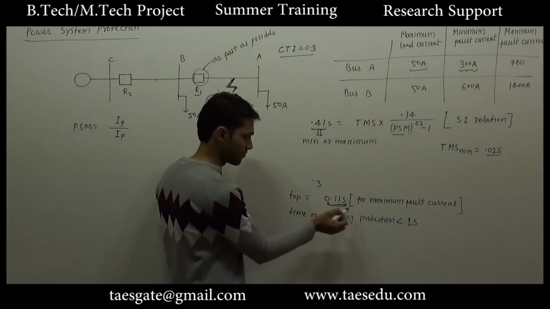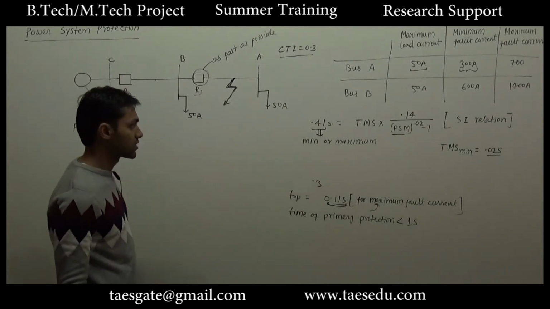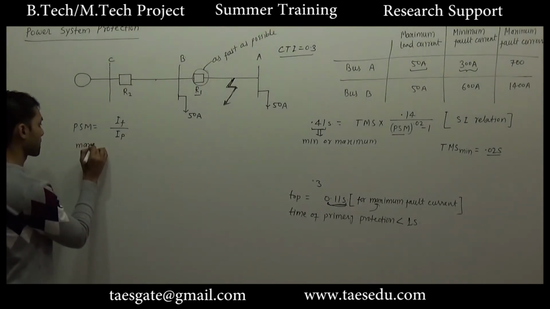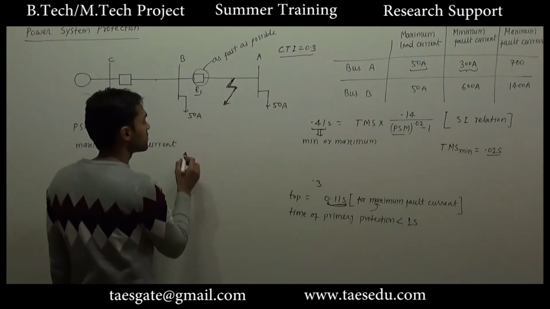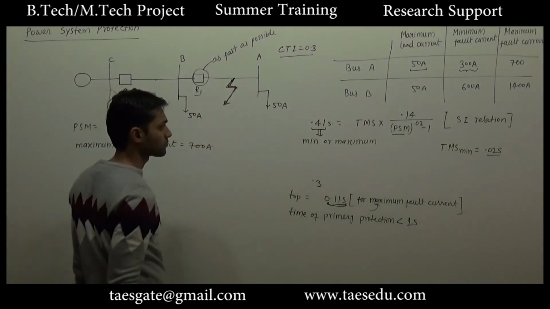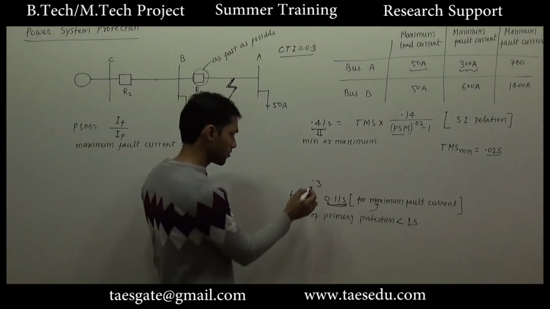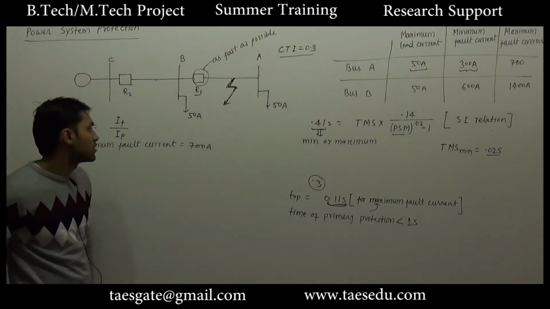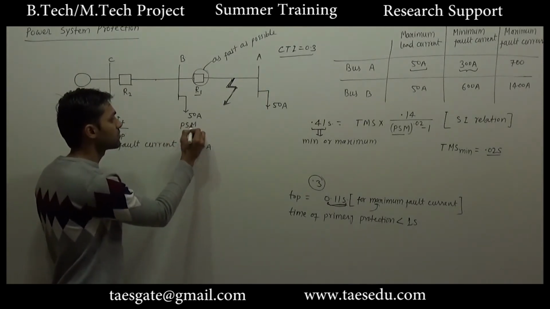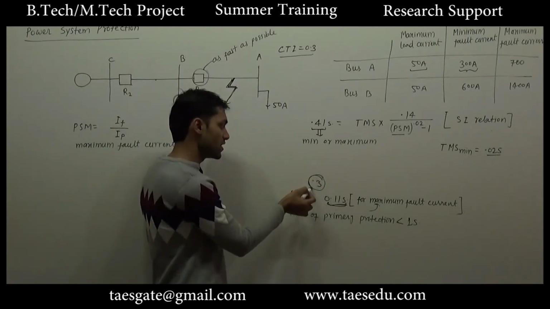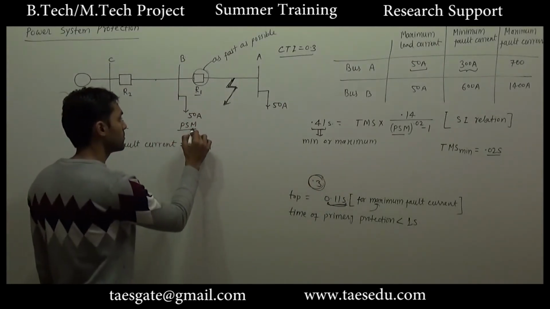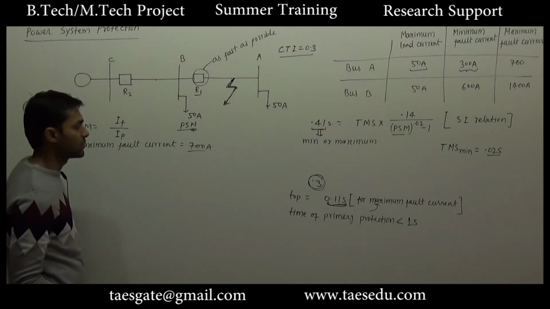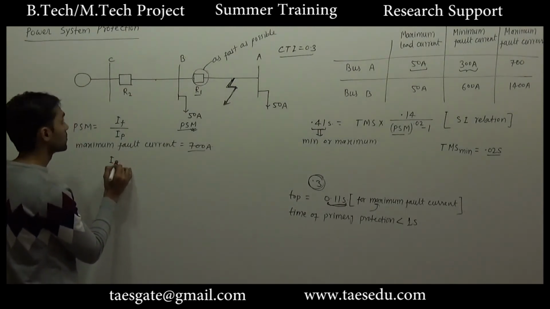Since I have calculated this time for maximum fault current in case of primary protection, again I will have to consider the case of maximum fault current. The maximum fault current here is 700 ampere. And as I said earlier, if the coordination time interval of 0.3 second is achieved for a higher value of PSM, then this coordination interval will be guaranteed for a lower value of PSM as well. Okay, so the maximum fault current is 700 ampere. Now what should be the pickup current for relay 2?